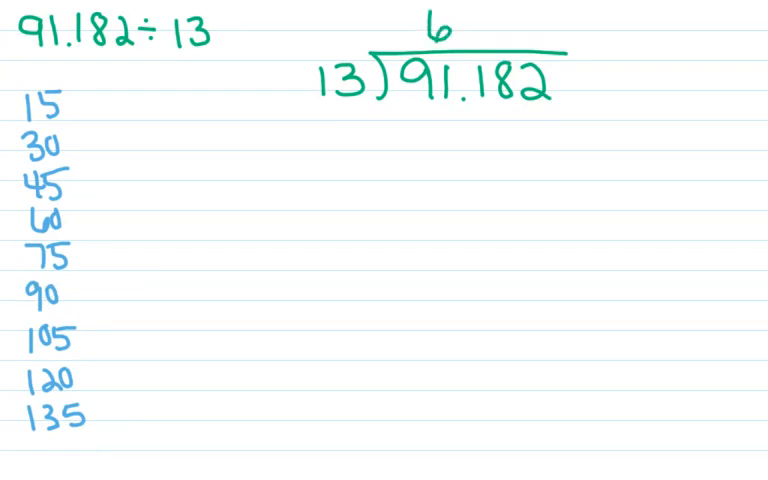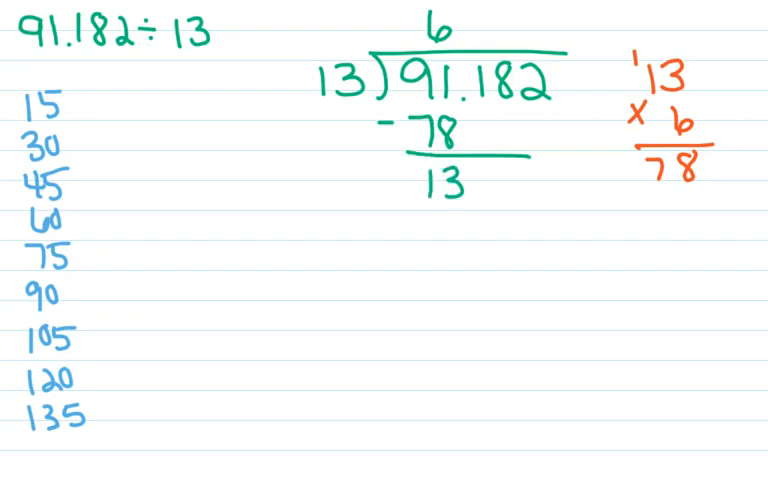I write my 6 here. I'm going to double check over here. 13 times 6 is 78. So let's see how we did there. When we subtract, we get 13. Now it looks like we have a problem because we have 13 left over, which means because this number is 13, we could have actually gone in one more time. And remember, the number we're counting up by over here is 15, which is higher. So since our number here is lower, it looks like we could have gone in one more time.